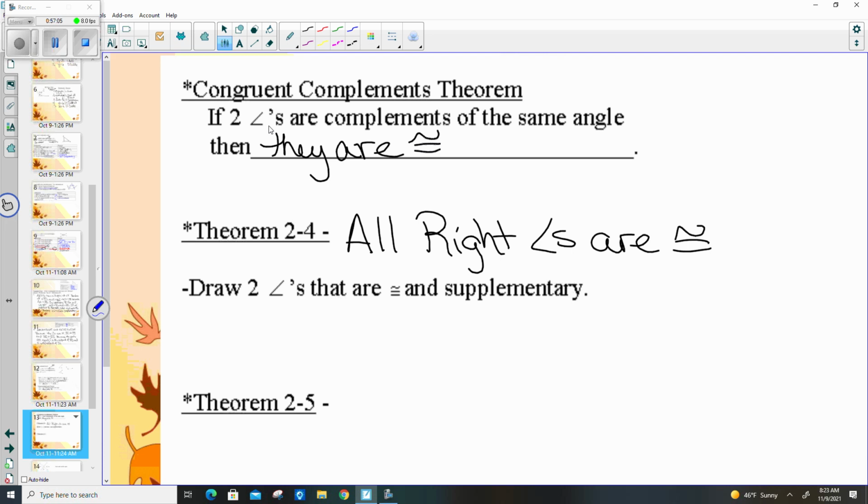please draw me two angles that are congruent and supplementary. Two angles that are congruent and supplementary. What's supplementary again? 180. You'd actually be putting your pencil on your paper and drawing me two angles that are congruent and equal 180. Turn to the people next to you, see if your pictures look the same.